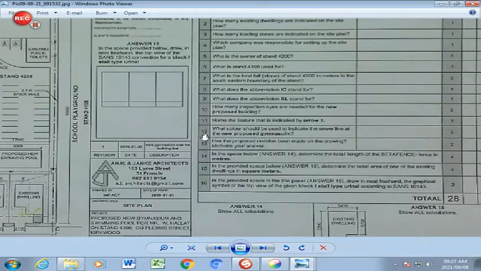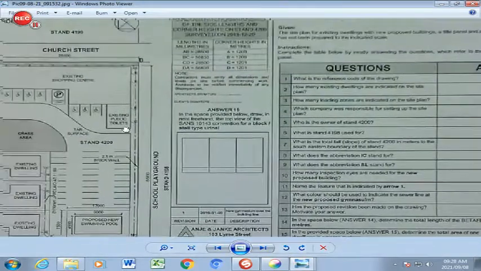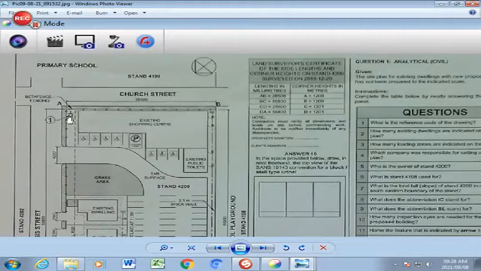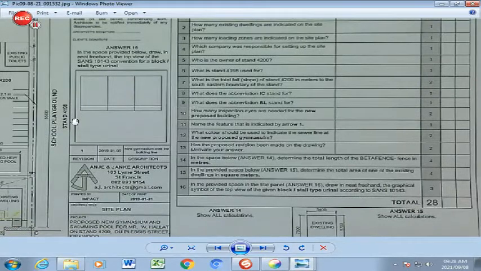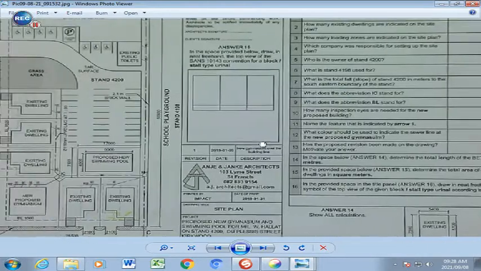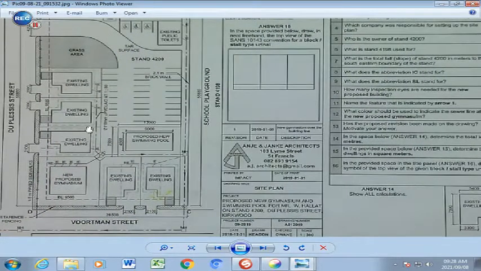Number 11, name the feature that is indicated by the arrow 1. If you scan over the page, you will find arrow 1 would be there, and that is a symbol for a water meter. We go to question number 12. What color should be used to indicate the sewer line at the new proposed gymnasium? And that standard color would be brown according to our SANS color coding system.